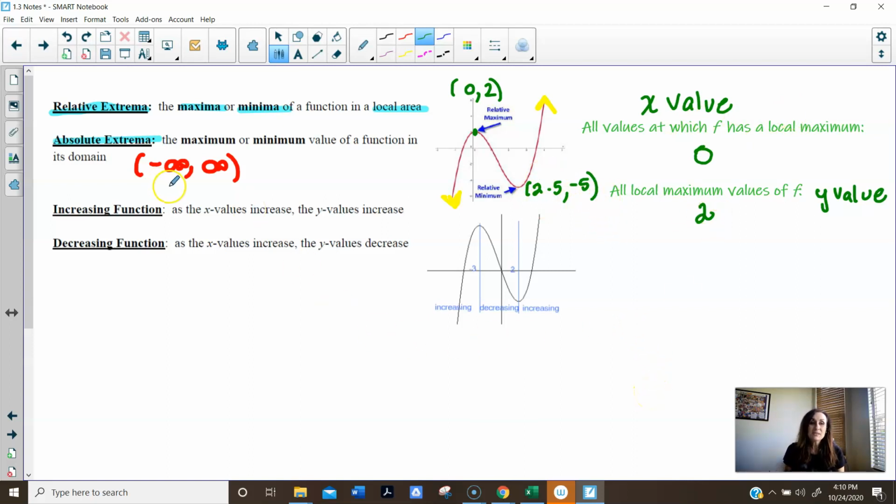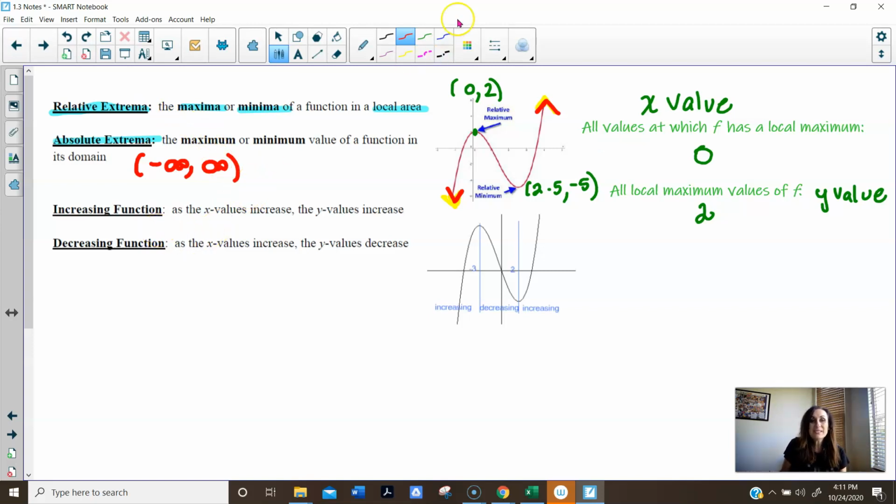All right, absolute extrema. So absolute extrema is where we are moving to the left forever. As this is moving down, it's moving left forever. And as this is moving up, it's moving right forever. And so the domain, which is left to right, is going to be -infinity to infinity.